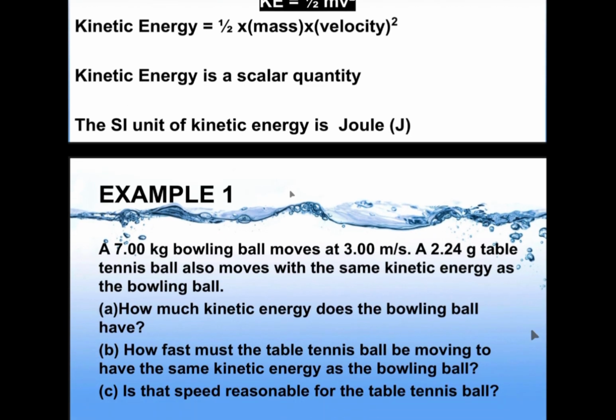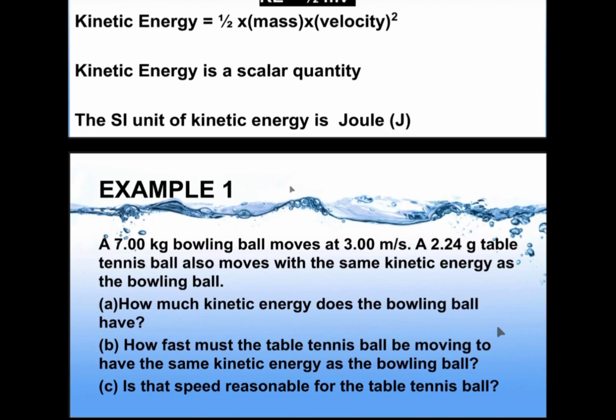Let's look at example 1. A 7 kilogram bowling ball moves at 3 meters per second. A 2.24 gram table tennis ball also moves with the same kinetic energy as the bowling ball. A. How much kinetic energy does the bowling ball have? B. How fast must the table tennis ball be moving to have the same kinetic energy as the bowling ball? C. Is that speed reasonable for the tennis ball?